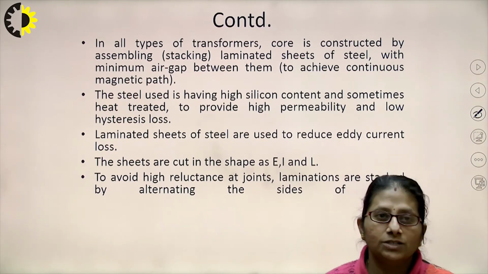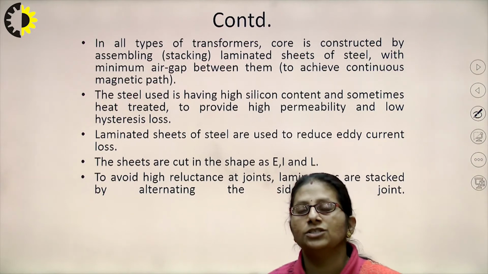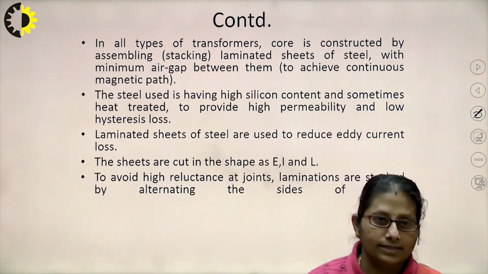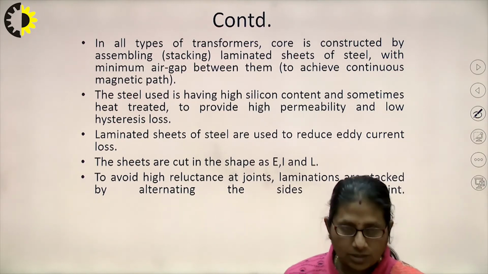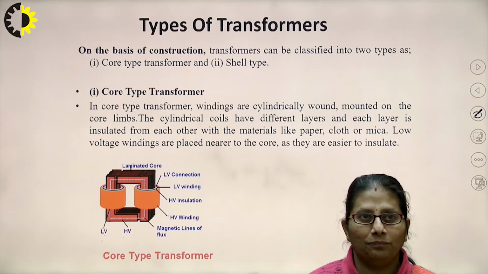Now, the laminated sheets of steel are used to reduce eddy current, and the sheets are cut in the shapes of either E, I and L. To avoid high reluctance at the joints, the laminations are stacked by alternating the sides of the joint.